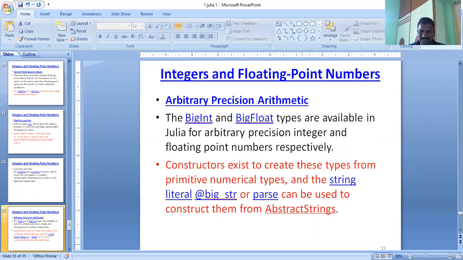Not only that, the string literals big"" or parse can be used to construct them from an abstract string. That means you have a bit string, bit integer. Let us take a simple example for the BigInt value. How can you get the BigInt value here?